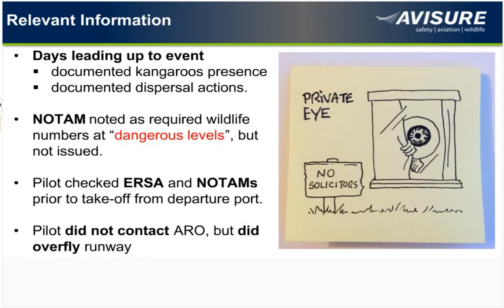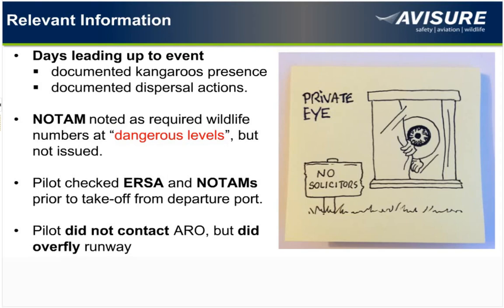So if we look at exactly what happened on the day of the incident, the days leading up to the incident, the AROs had conducted serviceability inspections and wildlife counts. The kangaroos were documented, their presence was there. Not only that, but there was documentation of dispersal actions. And so when we talk about documentation and recording, the AROs on the ground were actually doing a very good job of recording what was going on at the time.